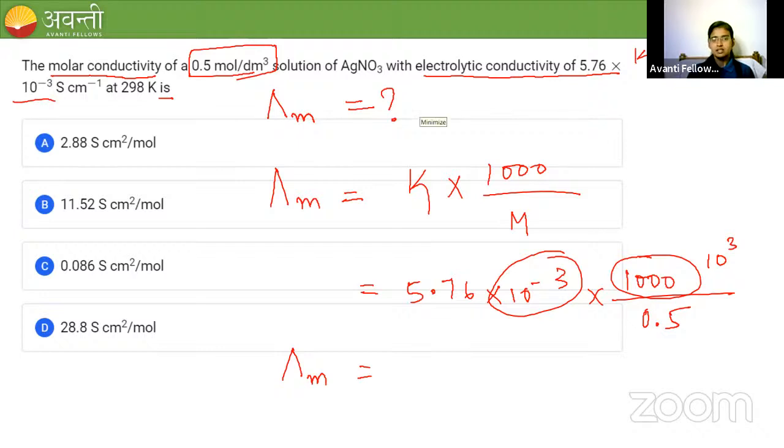Very good, Jitendra. All of you are doing really great. Students, very good. So it is 11.52 Siemens centimeter square per mole. Option B is the correct answer. Good and great. All of you are doing good.